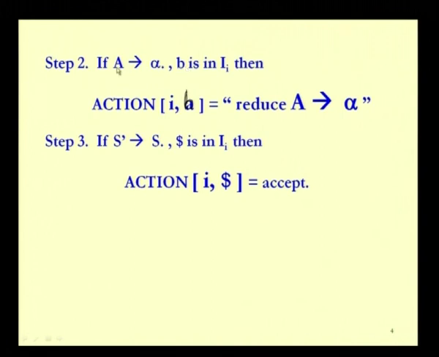So, if A derives alpha dot b, that is, alpha dot comma b is in I, then strictly we should go for the action of I comma b as reduce, as far as the CLR parsing table is concerned. And finally, it is going to be the accept action, where we know that dollar is strictly going to be the follow symbol for every string at the end, because it denotes the end of the string marker.